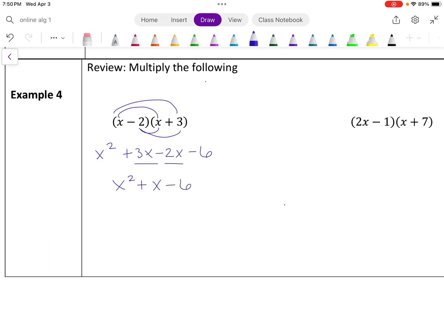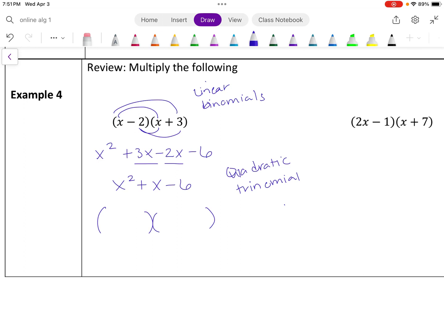So I went from having these two linear binomials, and when I multiplied them, I ended up with a quadratic. This is actually a quadratic trinomial. Now, that was multiplying. Factoring is reversing that process. We start with our quadratic, x squared plus 1x minus 6, and we figure out what we would multiply to end up with that quadratic.